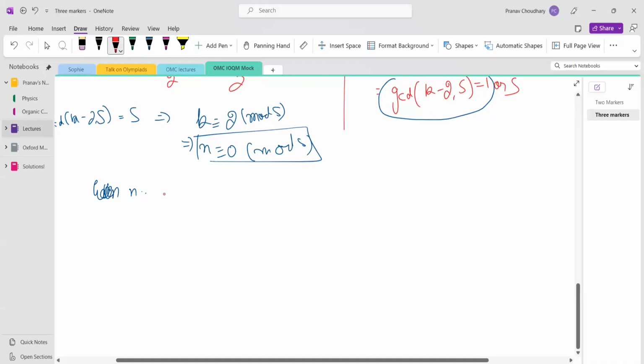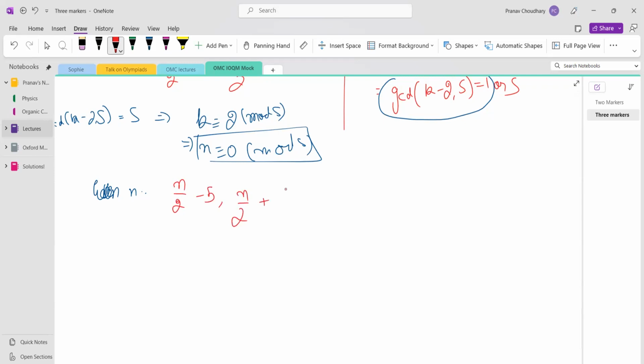In this case, the two numbers which will be at around the center will be n by 2 minus 5 and n by 2 plus 5. In this case, let's see. So obviously they're congruent modulo 5. So let's take GCD.